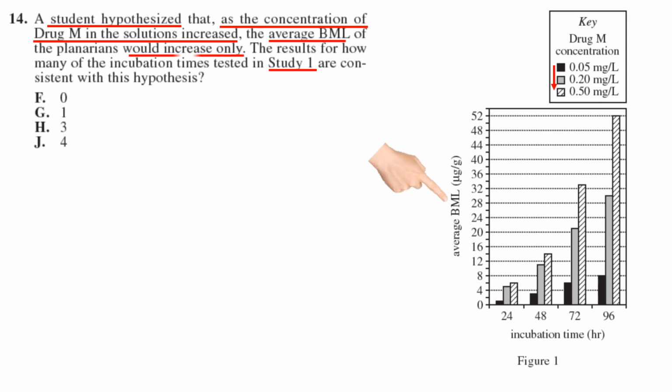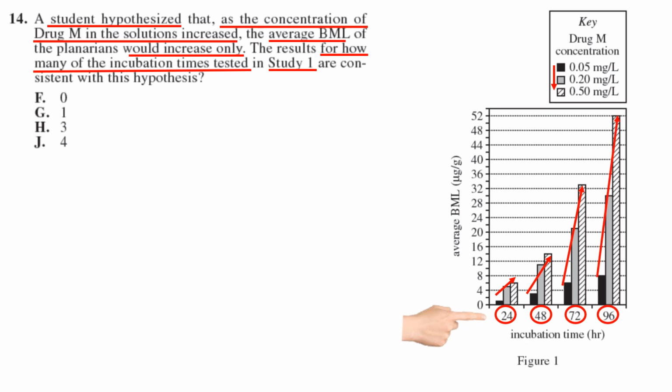The results for how many of the incubation times tested in study 1 are consistent. So we just got to go through the incubation times and see if this is true. So let's start with 24. So at 24, when we go from black to gray to striped, it increases. So we know it's at least 1, but we see that same pattern in all of them. So the student's hypothesis is correct for all 4 incubation times. So J.